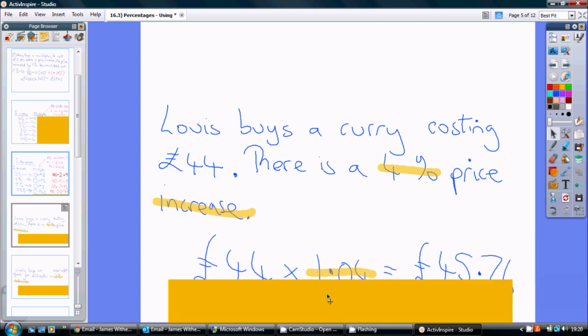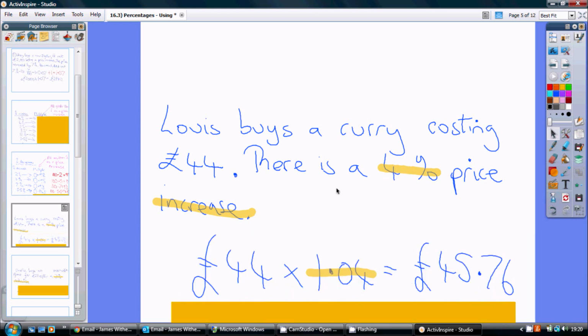So because it's a price increase, our multiplier is going to be bigger than 1. It's going to be 1.04. So the 1.04, it was 100, add 4 giving us 104, therefore a multiplier of 1.04. So then get out your calculator, do 44 times 1.04 and you get 45.76.